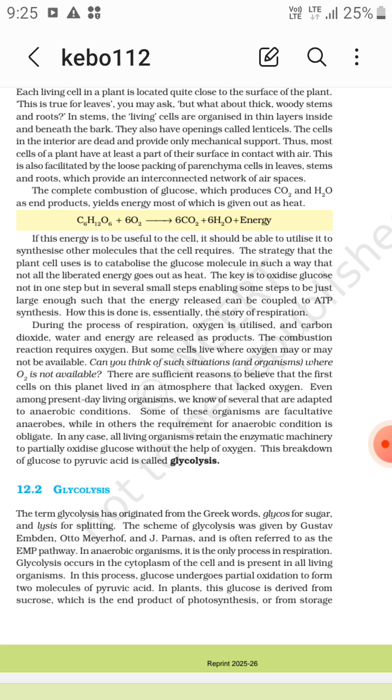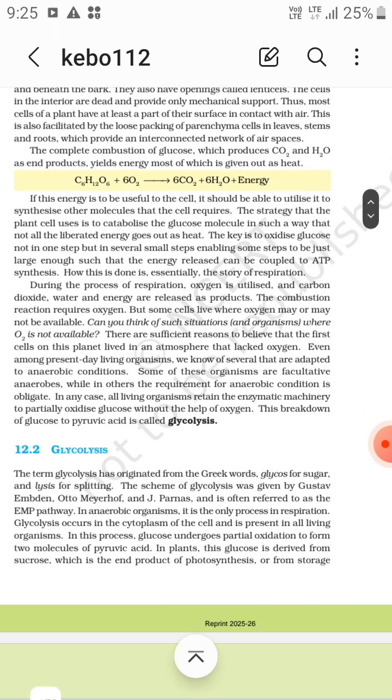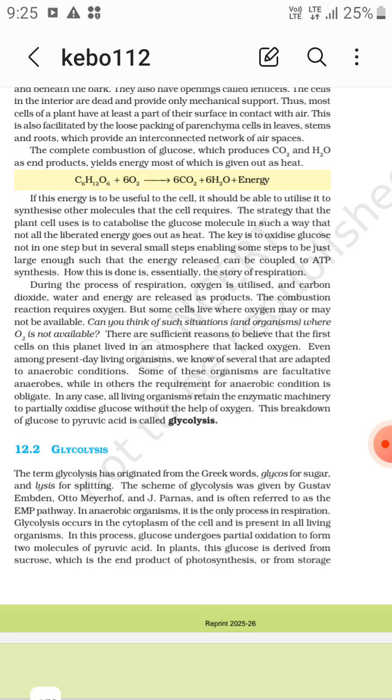But some cells live where oxygen may or may not be available. Can you think of such situations and organisms where O2 is not available? There are sufficient reasons to believe that the first cells on this planet lived in an atmosphere that lacked oxygen. Even among present-day living organisms, we know of several that are adapted to anaerobic condition.